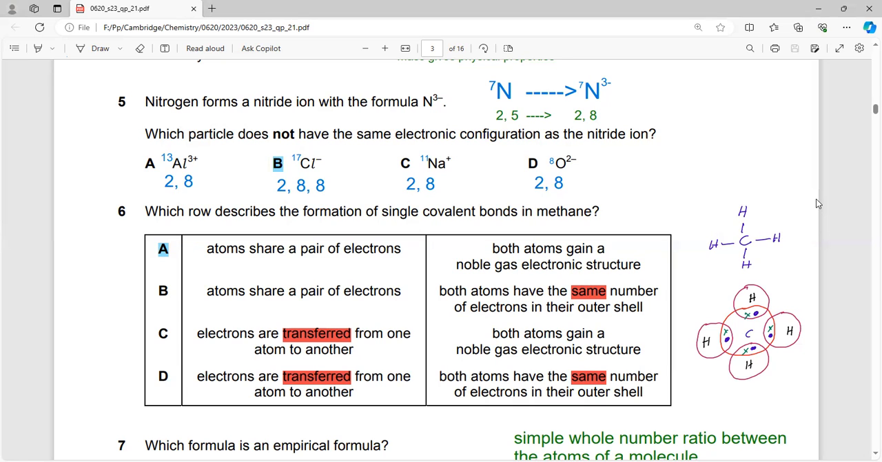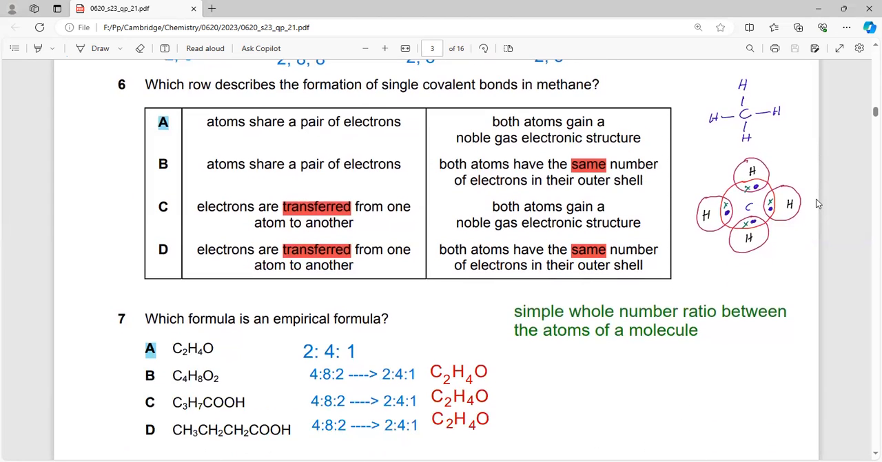If you look at answer C, sodium has proton number 11. With a plus 1 oxidation state, it will lose 1 electron, so that is equal to 10, and the electronic configuration is similar to the nitride ion. In the same way, oxygen has proton number 8, and when it gains 2 electrons, the total becomes 10, so the electronic configuration is similar to the nitride ion. So here, the correct option is B.